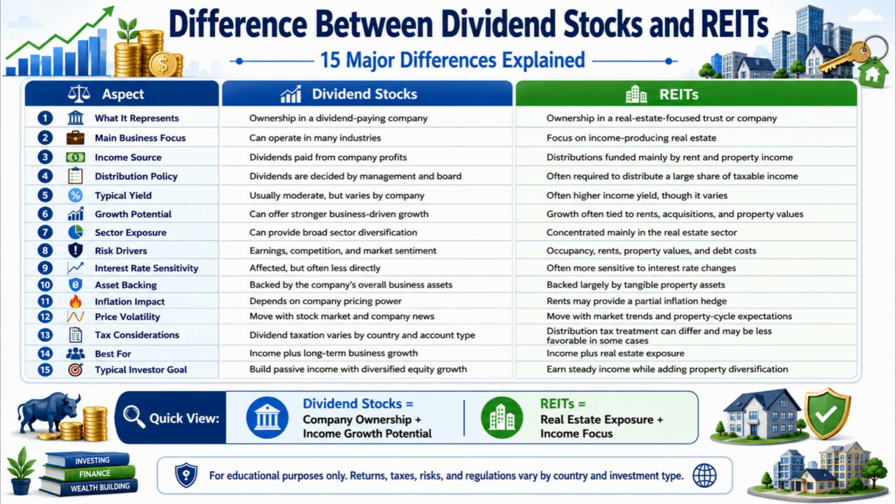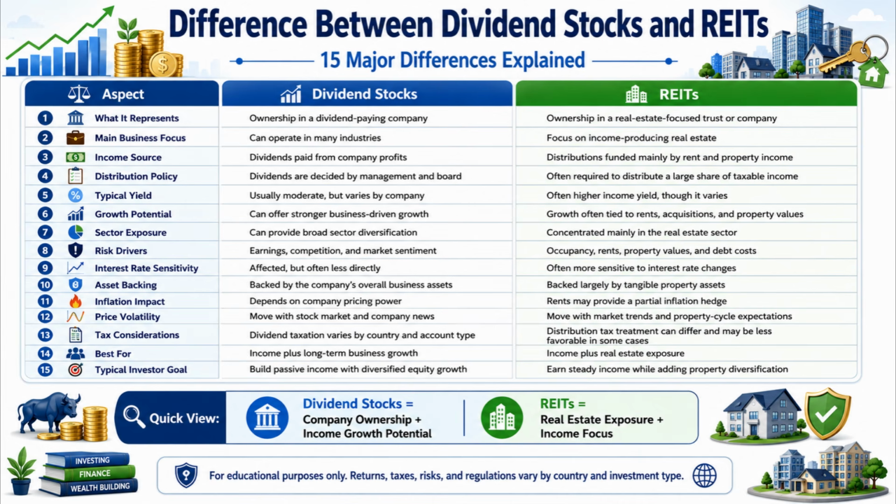Number 8. Dividend stocks are mainly affected by earnings, competition, and market sentiment, whereas REITs are mainly affected by occupancy, rents, property values, and debt costs. Number 9. Dividend stocks are affected by interest rates but often less directly, whereas REITs are usually more sensitive to interest rate changes. Number 10. Dividend stocks are backed by the company's overall business assets, whereas REITs are backed largely by tangible property assets.